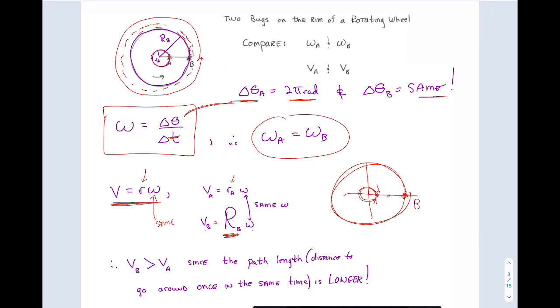So if you get motion sickness and you get on a ride, and you want to ask, do I want to sit close or do I want to sit far away? Well, if you sit close, let's say near the center, you only have to go a little bit of distance, in the same time that this person would have to go that distance. So if you get motion sickness, you would definitely feel it more out here than you would in there. So the linear speed at B is bigger than linear speed at A because the path length, meaning the distance to go around once, in the same time, is a longer distance.